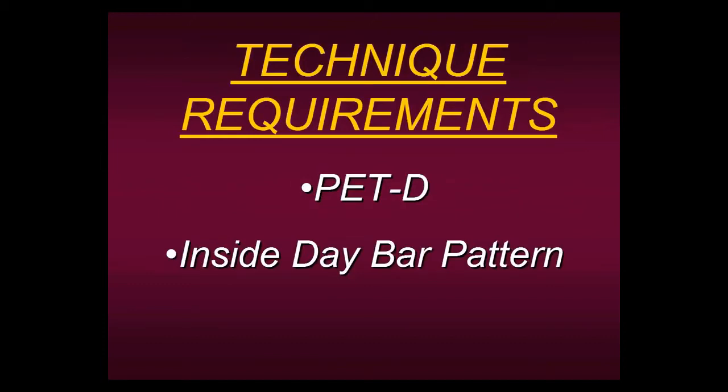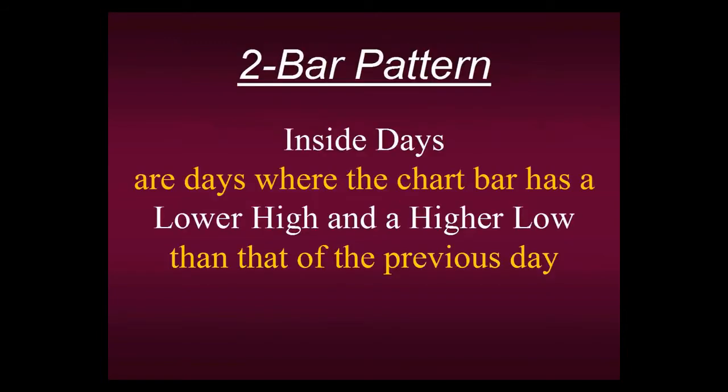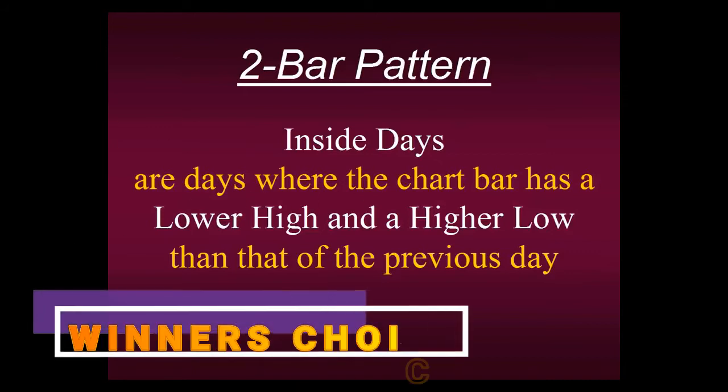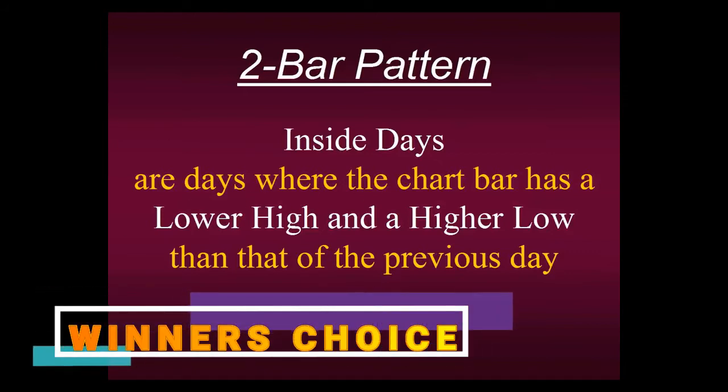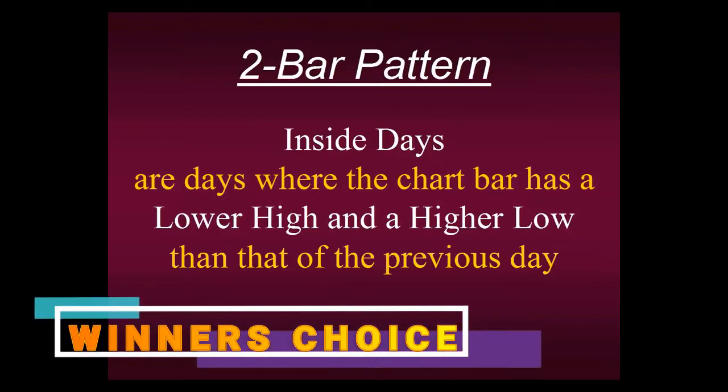Okay, now for those of you who aren't familiar with what an inside day is, let's simply clarify it here. It's a two-bar pattern. In other words, today's bar and yesterday's bar. Now, we say day, but this could easily apply to a 5-minute chart or a monthly chart. We're basically just looking at two bars. But if you look at it as if they are daily bars, inside days are days where the chart bar has a lower high and a higher low than that of the previous day. Okay, so let me show you exactly what that means.